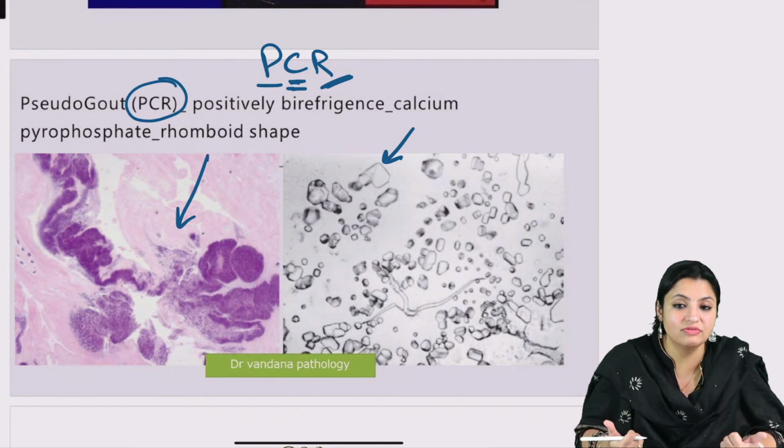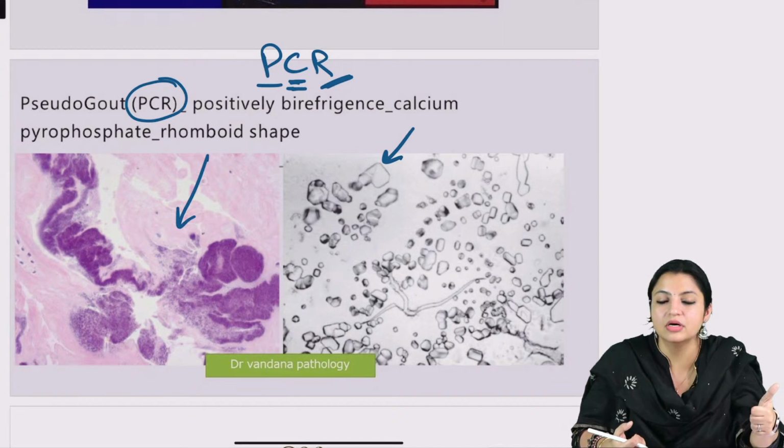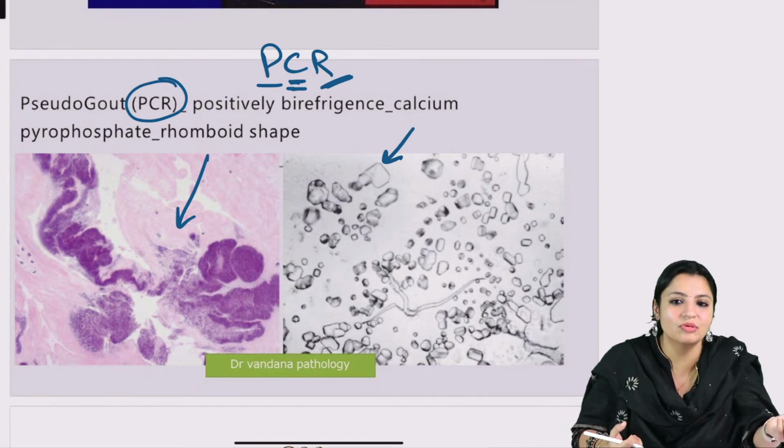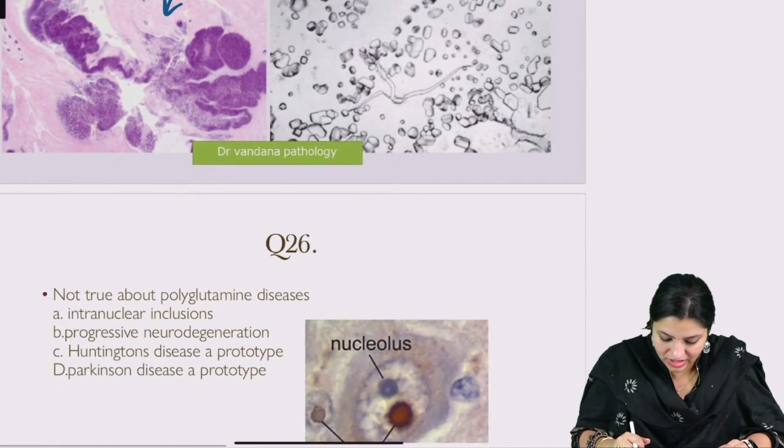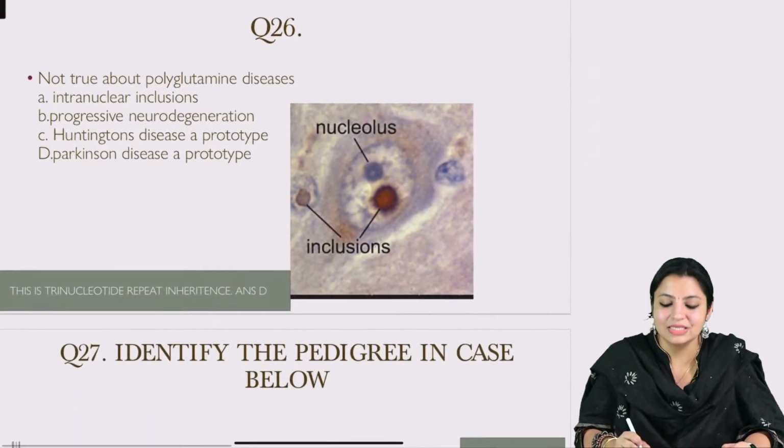So when they give you crystals, you have to remember gout and pseudogout, and on electron microscopy you have to remember infinitely long fibers with a fixed diameter of 7.5 to 10 nanometer is always amyloid. You should never ever forget it, right? Now let's come to the next question.